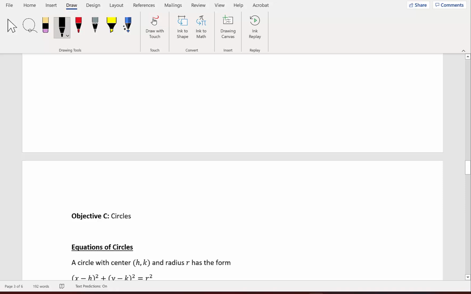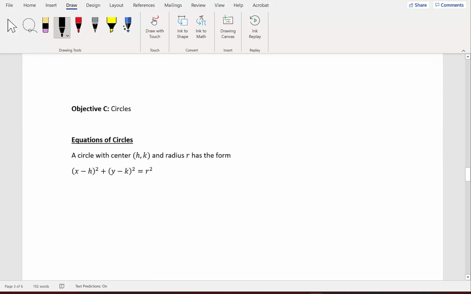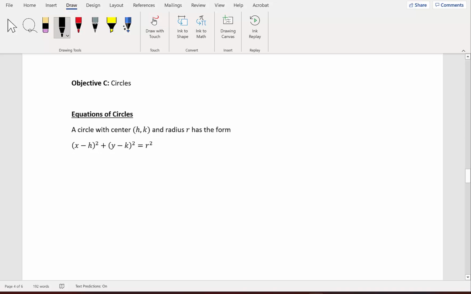Okay, so now this leads us to our next objective, which is circles. Now, equations of circles. A circle with center h, k and radius r has the form x minus h squared plus y minus k squared equal to r squared.